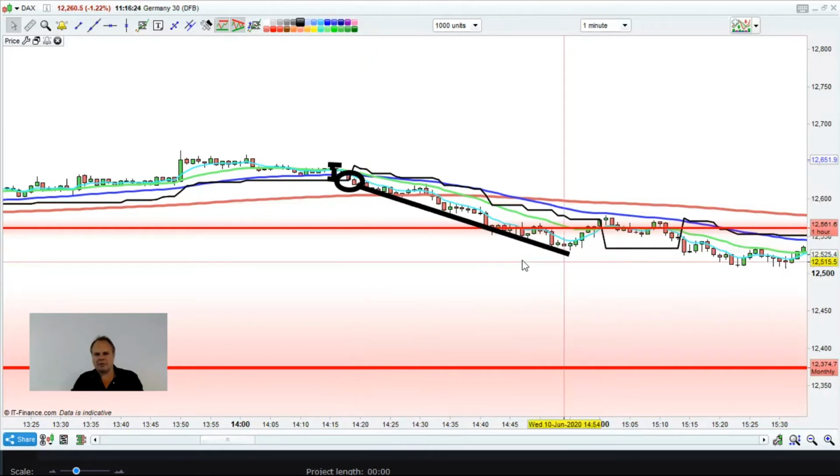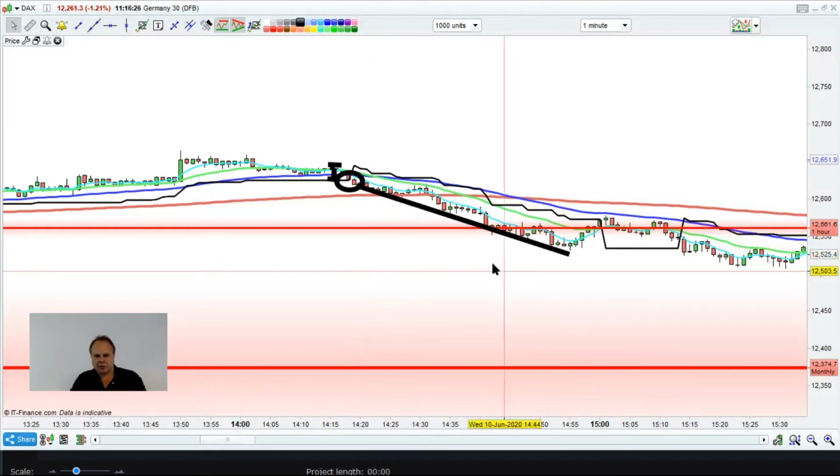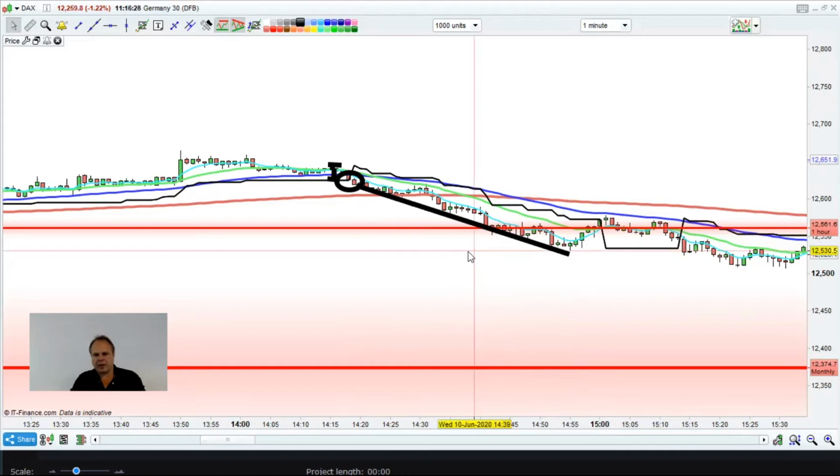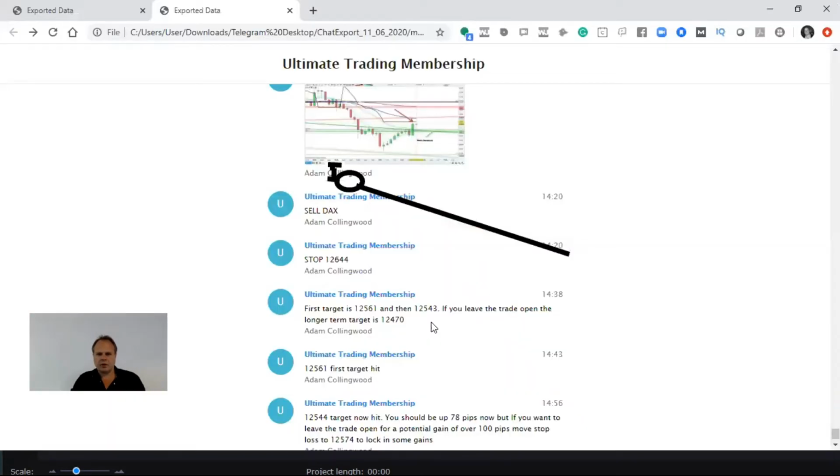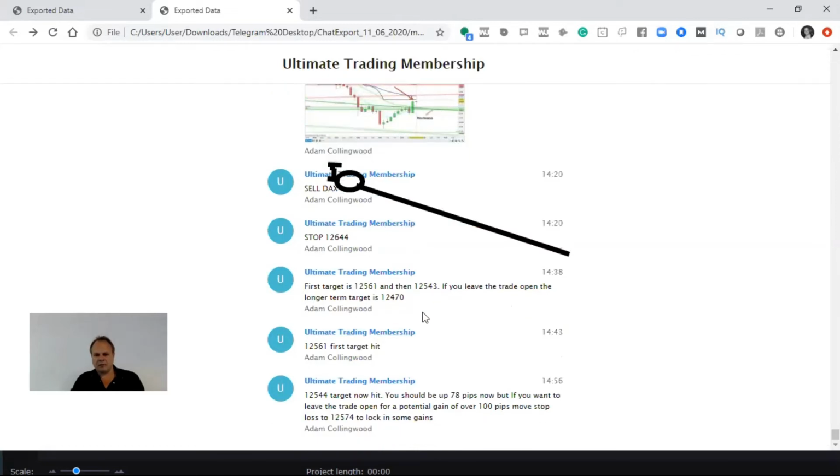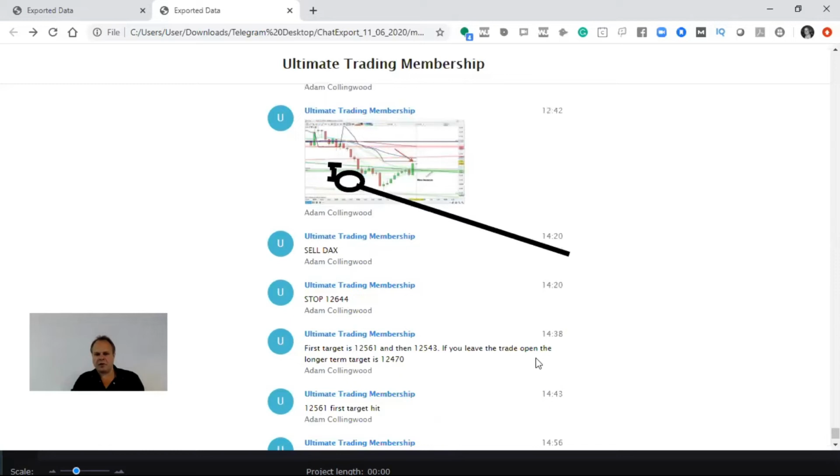Okay, so let's go back to the targets that I was looking at. First target is 12,561, and then 12,543 if you leave the trade open. The longer term target is 12,470. The first target was hit, which was 12,561, and then it hit all the other targets as well. So let's just have a look at that.